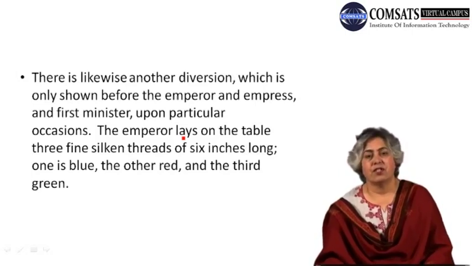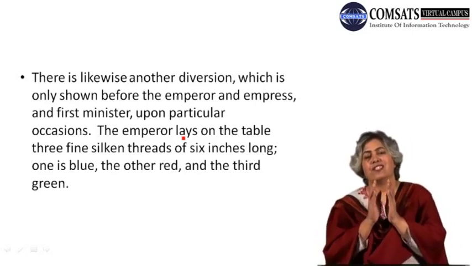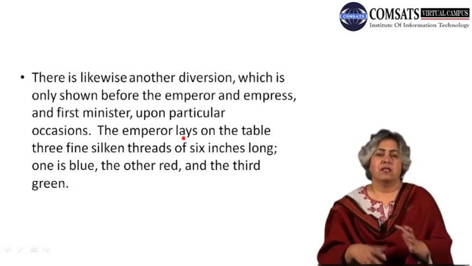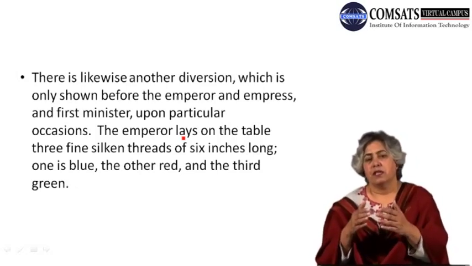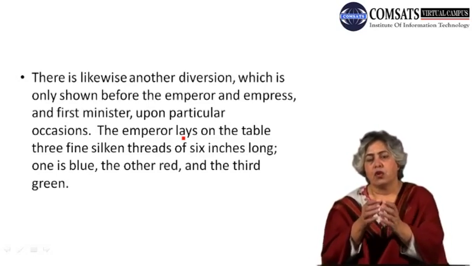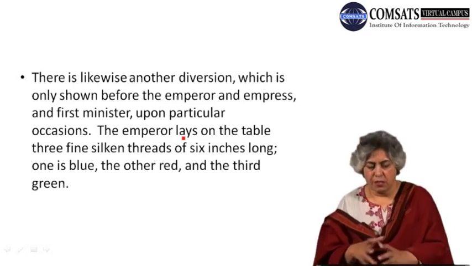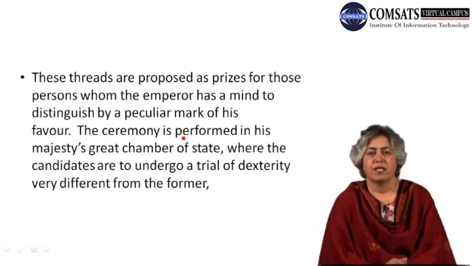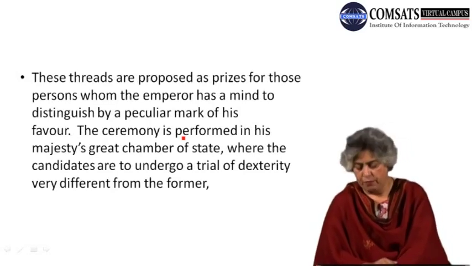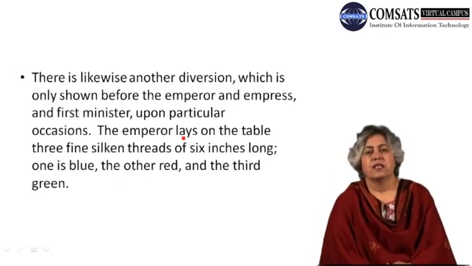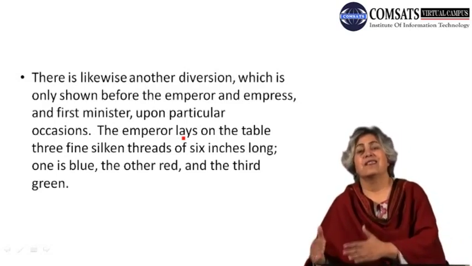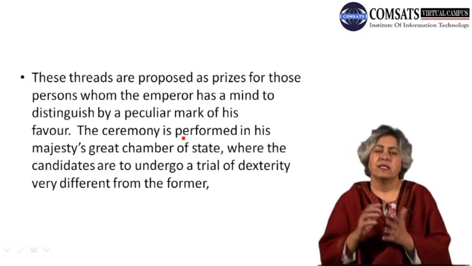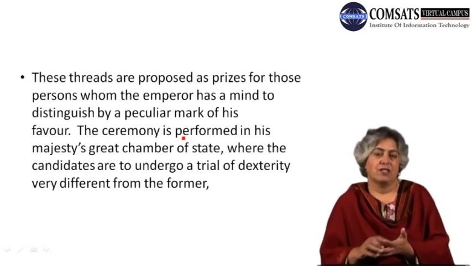And then he comes up with another diversion, and he says this is something that is for a restricted audience, and that is the emperor and the empress and the first minister. So it's an activity that is carried out in a very closed group. The public is not allowed to see this. So let's see what activity the public is not allowed to see, and only the emperor, the empress, and the first minister are allowed. When he describes this, Gulliver says that the emperor lays three silken threads, and these are blue, red, and green. And these threads are prizes for this activity.